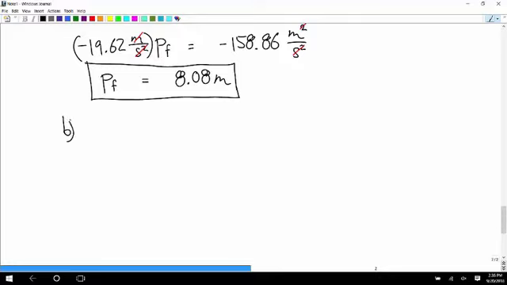Okay, so now part B. Now we want to figure out the velocity of the object on its way back down, when it returns to the height of 3 meters. It goes past 3 meters on its way back down to the ground.